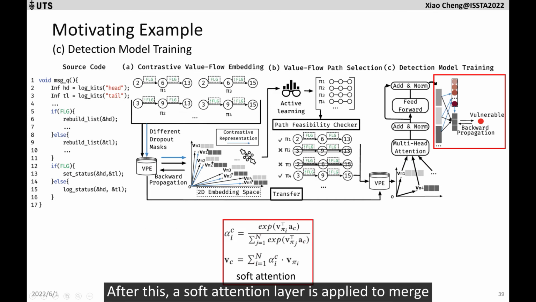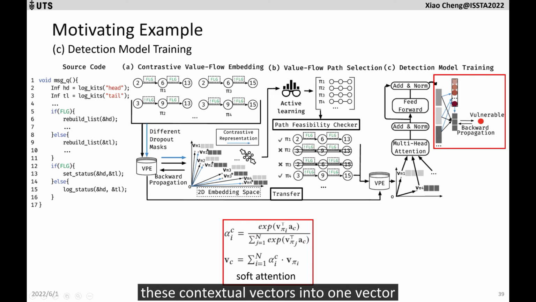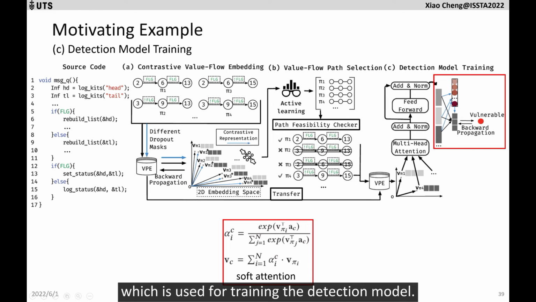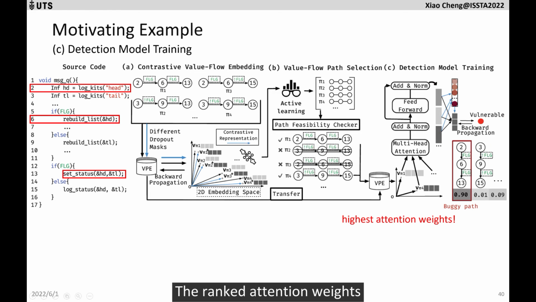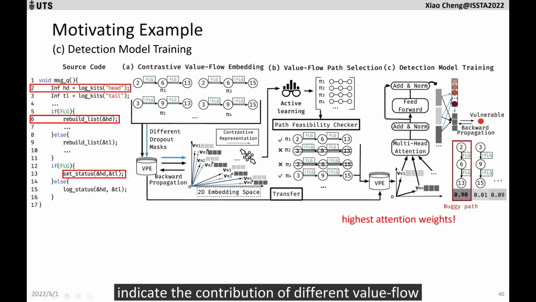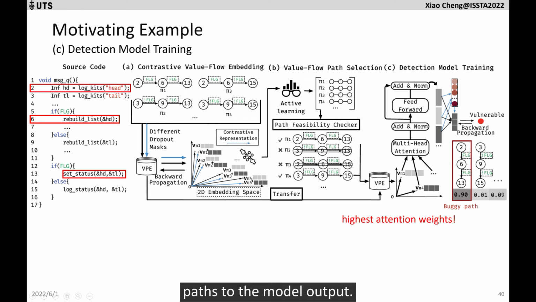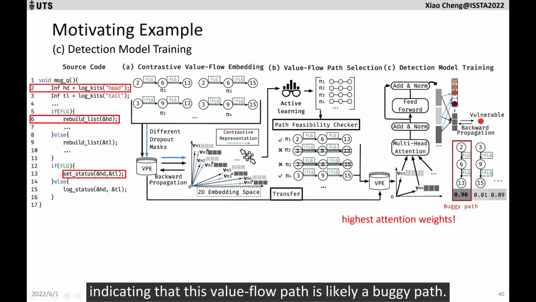After this, a soft attention layer is applied to merge these contextual vectors into one vector, which is used for training the detection model. The ranked attention weights indicate the contribution of different value flow paths to the model output. For instance, the value flow path pi1 possesses the highest attention weight, 90%, while the others are negligible, indicating that this value flow path is likely a buggy path.